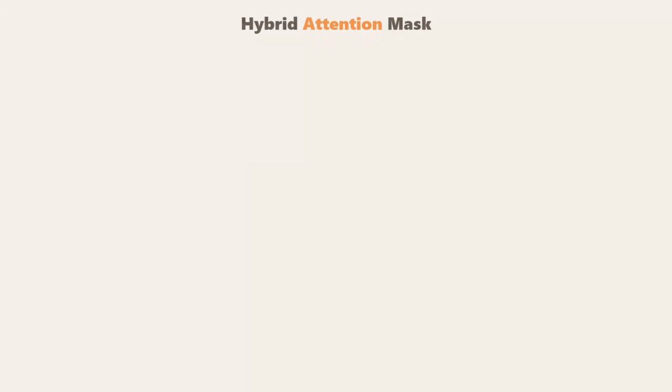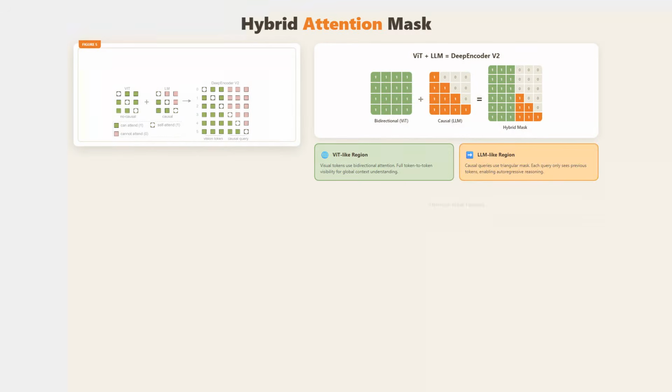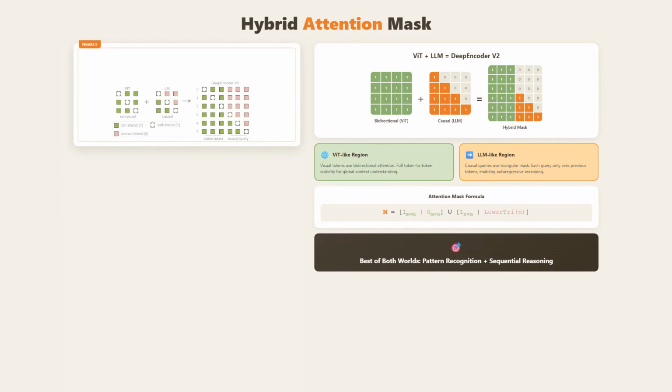The attention mask design is where the dual-stream architecture comes together. It's a hybrid that combines vision transformer patterns with language model causality. In a standard vision transformer, attention is fully bidirectional. Every token can attend to every other token. In a language model, attention is causal, forming a lower triangular matrix, where each token only sees what came before. DeepSeek-OCR 2 creates a hybrid mask.